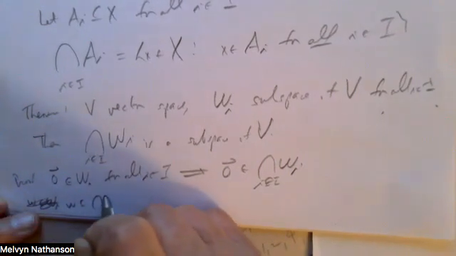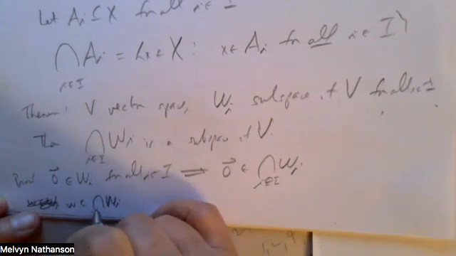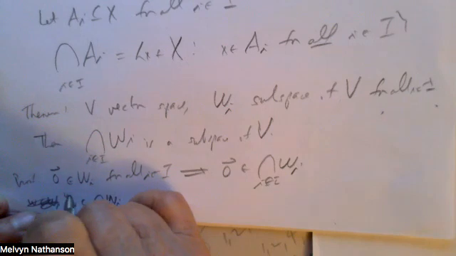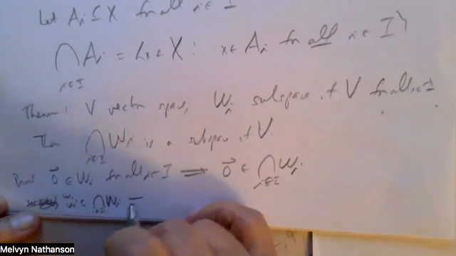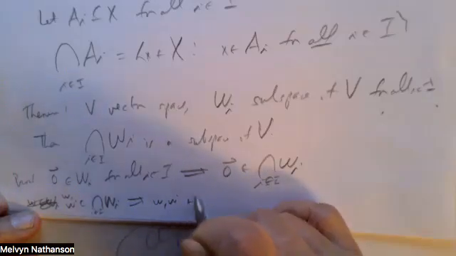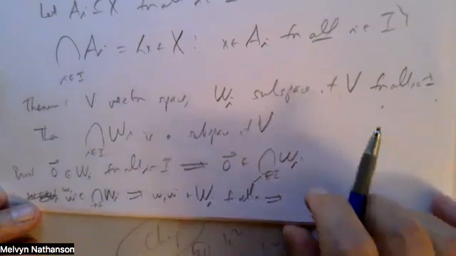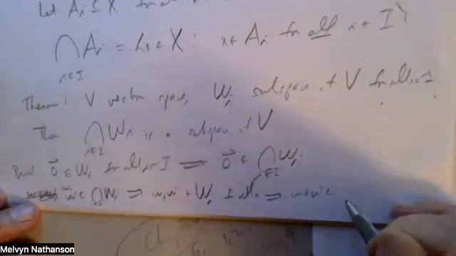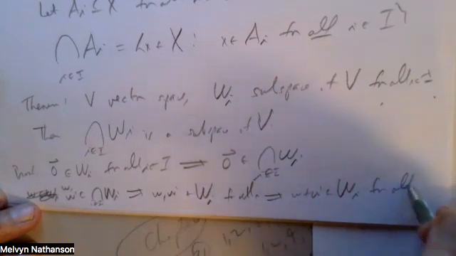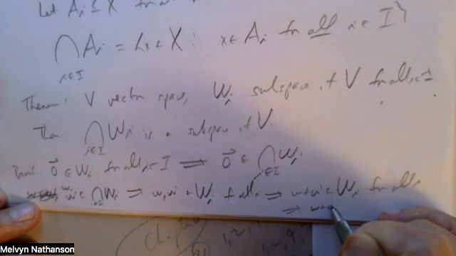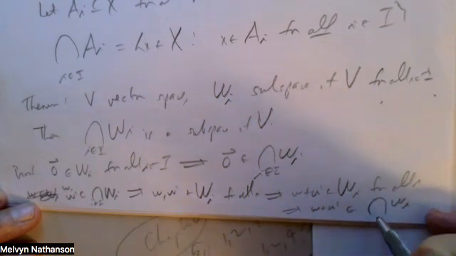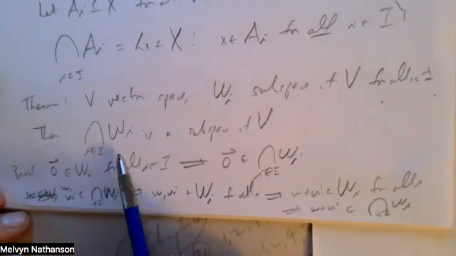If w is in the intersection of all these sets, and w prime is also in the intersection, that means w and w prime are in W_i for all i, which means w plus w prime is in W_i for all i, which means w plus w prime is in the intersection of all the subspaces. So this intersection is closed under vector addition.